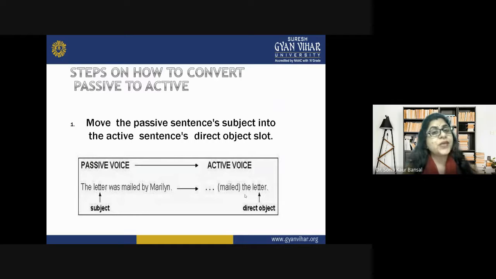Now we are going to change it into active. So the rule is working here. The passive sentence subject, which is now the letter, will go into the active sentence direct object slot. Just understand it in a vice versa situation: whatever is the subject in active voice will be in object form. It will be the direct object now.